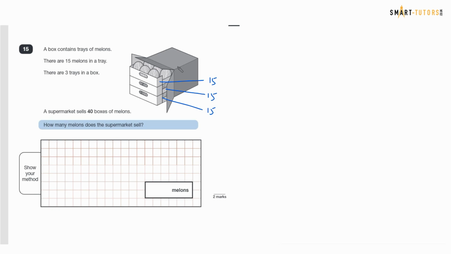So you need to do 15 times 3, which equals 45. So there are 45 melons in one box, and they have 40 boxes. So you need to do 45 times 40. I would recommend taking away the 0 and doing 45 times 4, which equals 180, and then just adding the 0 on later, which equals 1,800. Very well done on question number 15. That is the answer for question number 15.